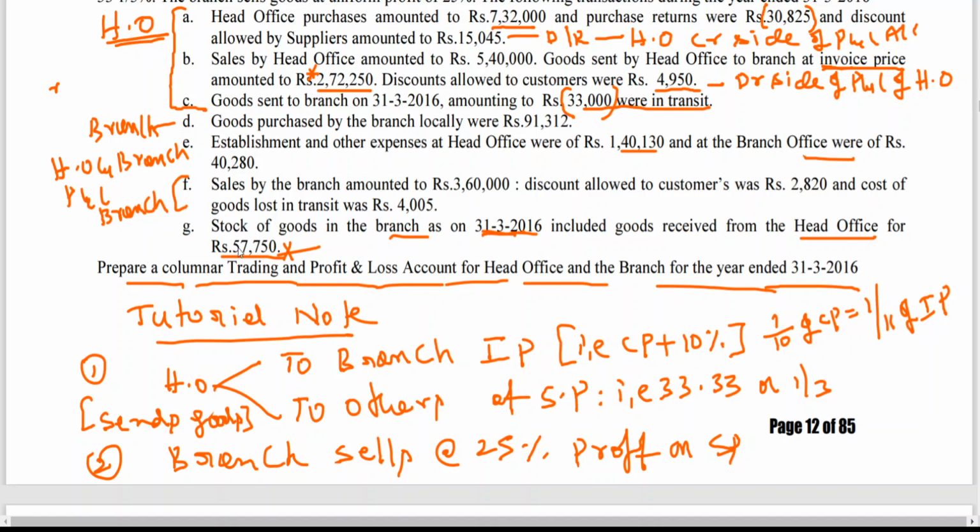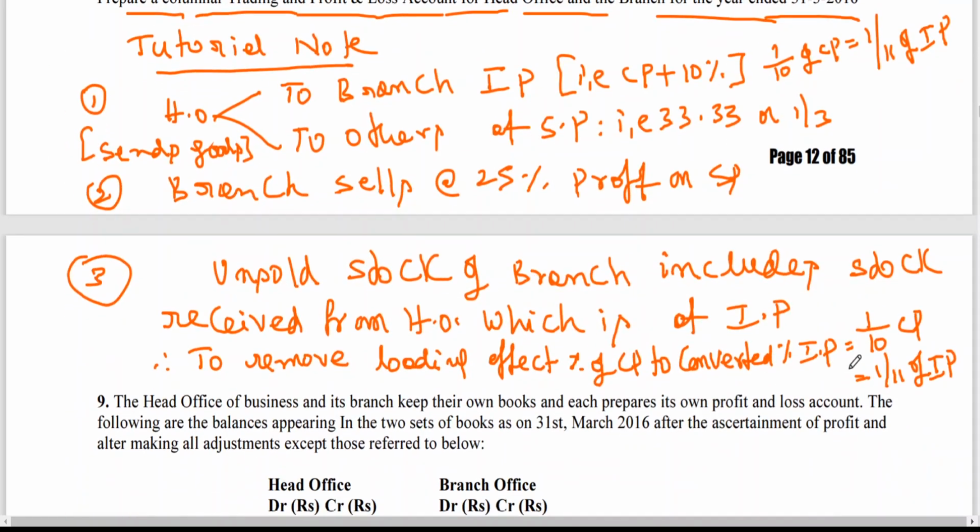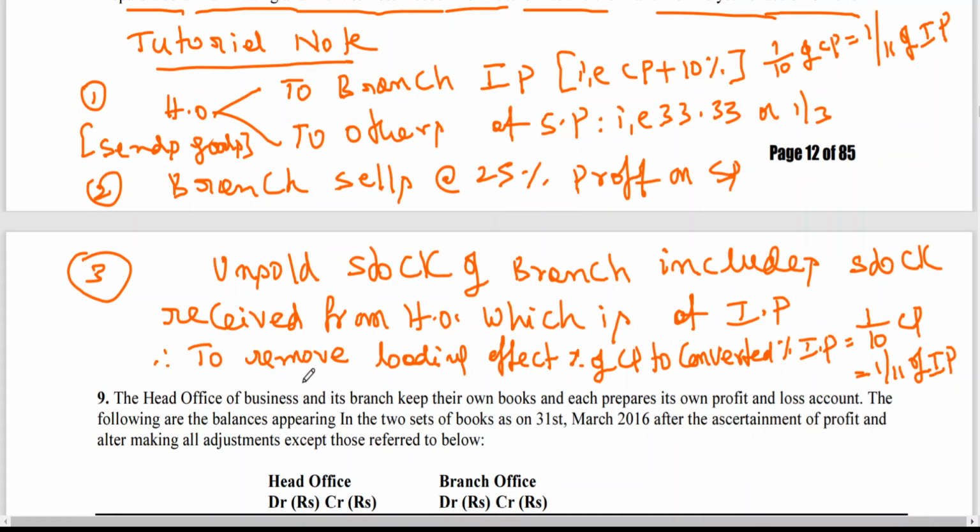Similarly, the unsold stock lying at branch pertaining to head office is at invoice price only, no? So again, to remove the loading effect, I have to convert. To remove loading effect, percentage of CP to be converted to percentage of IP. That is 1/10 of CP is equal to 1/11 of IP. This is self-explanatory. In the examination, if you want to write, this will become working notes. No issue, you can do it. So I think we can start working out the problem. Then you will have more clarity on this.